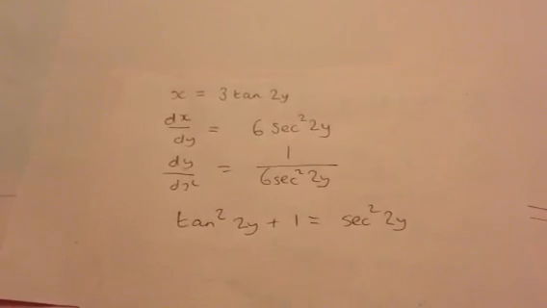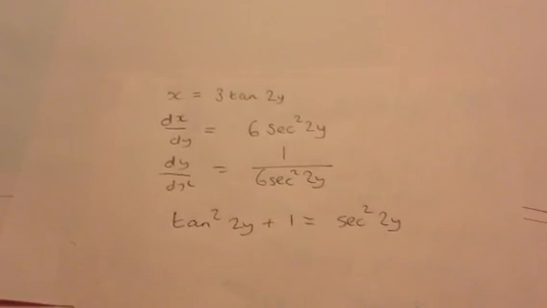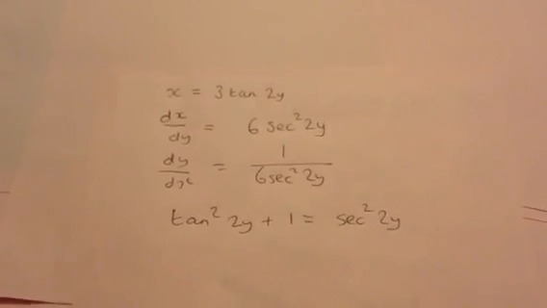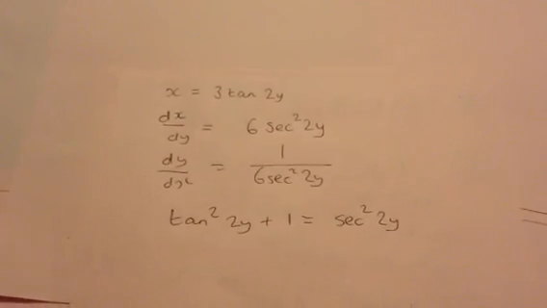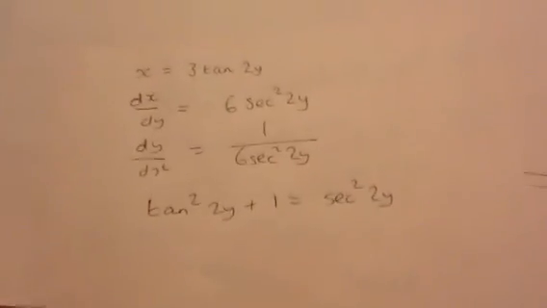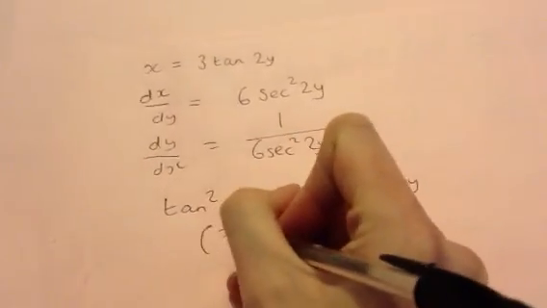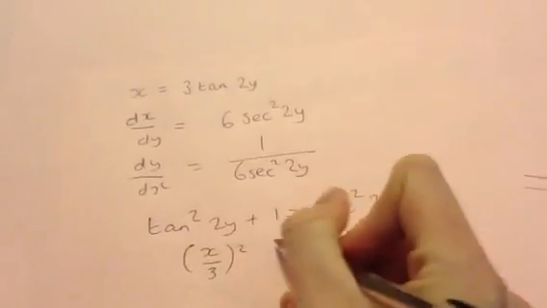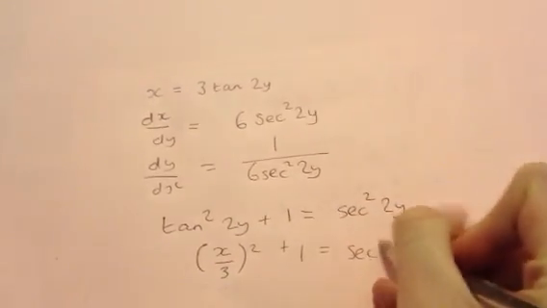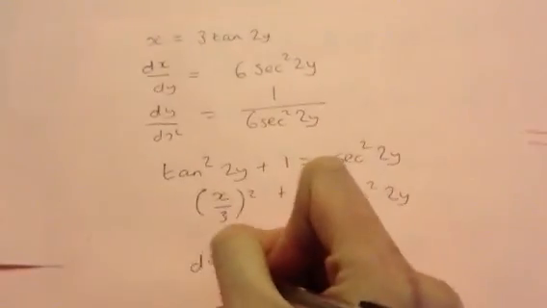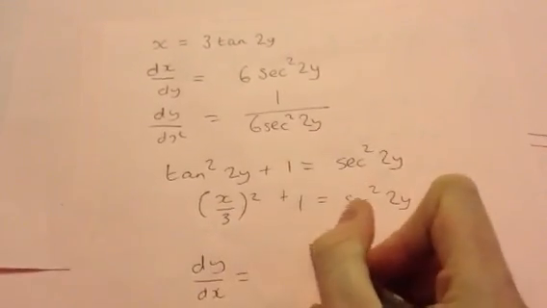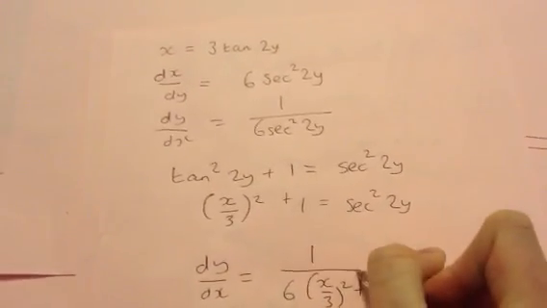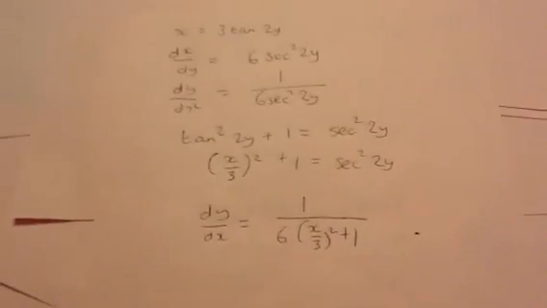Now I need to basically get sec squared 2y as a subject, so I can replace it in dy over dx. Luckily it's a subject in a minute, but I need to replace the tan squared 2y by something. So tan squared 2y is actually x over 3 for tan 2y squared plus 1, which is sec squared 2y. So I literally go and I replace dy over dx, and I go 1 over 6 bracket x over 3 squared plus 1. And that will be acceptable to leave, I think.